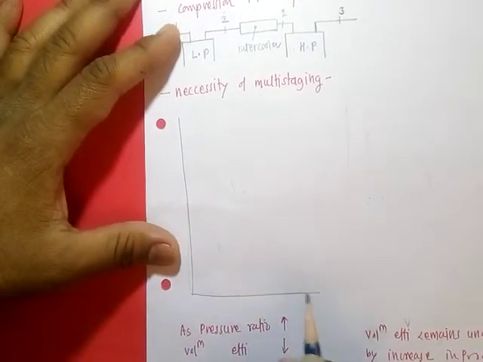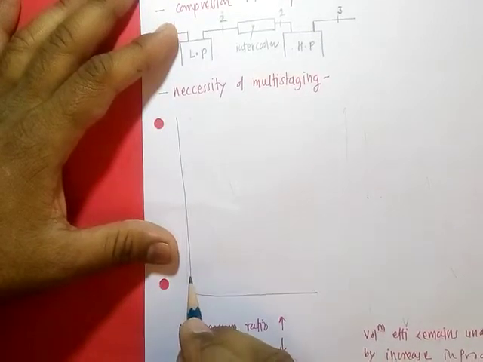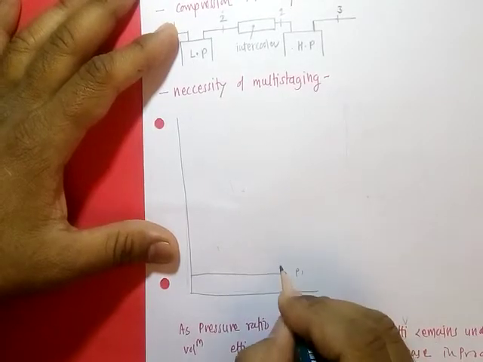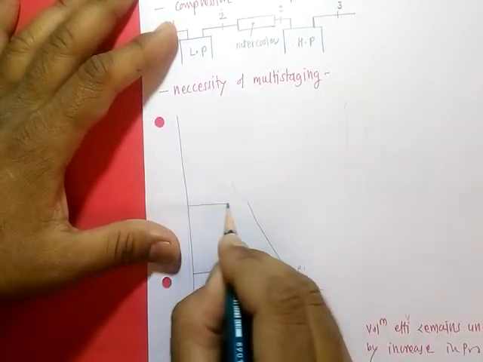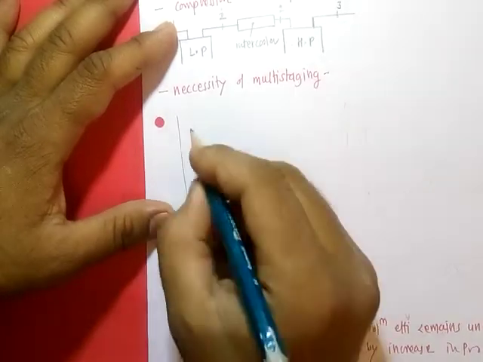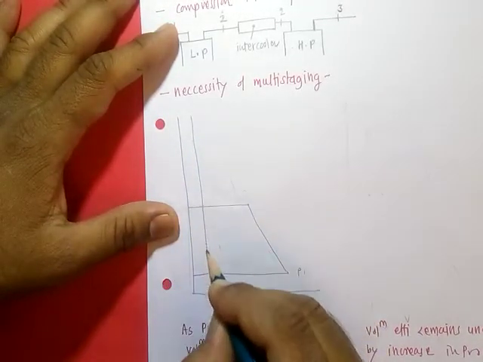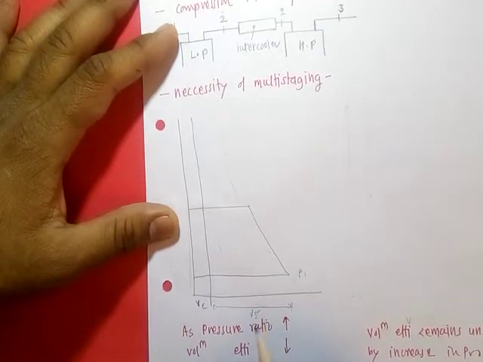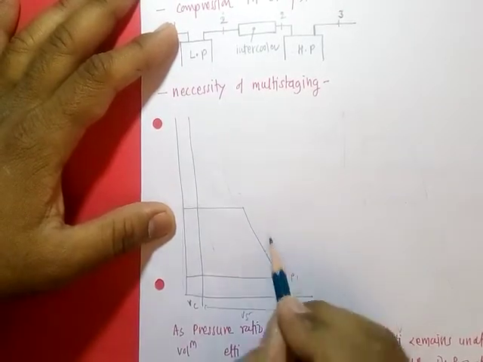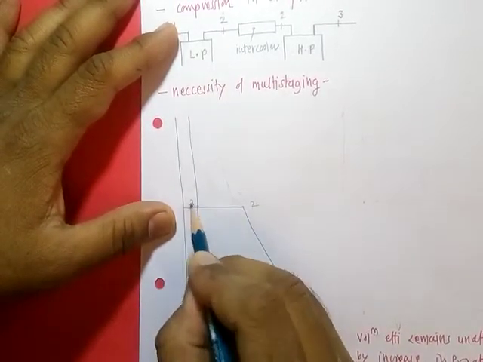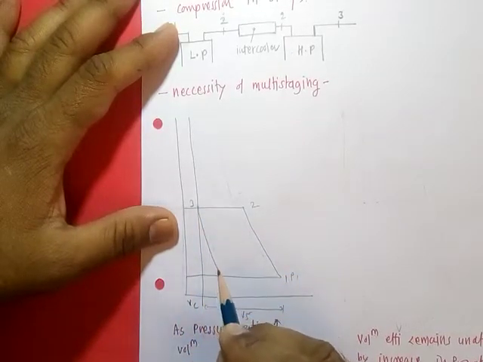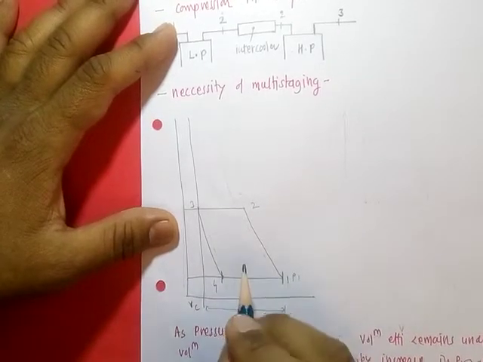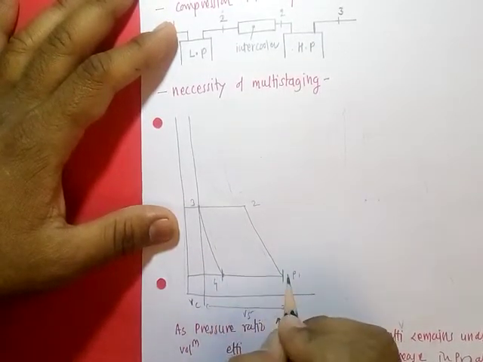Suppose instead of multi-stage we are using a single stage compressor. Air enters at pressure P1, and we compress it to delivery pressure P2. Suppose there is a clearance volume Vc, then this will be your swept volume here, 1 2 3, and after that expansion of the residual gases up to point 4. Then this is our effective swept volume.